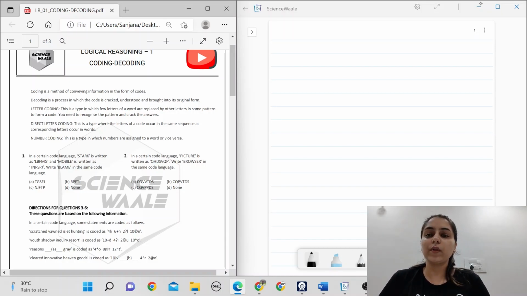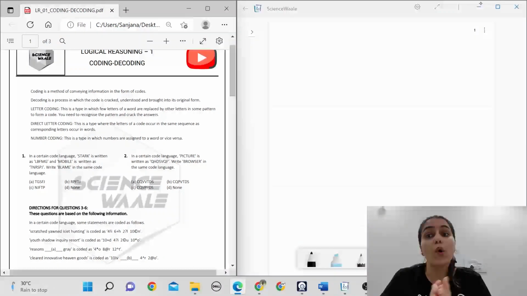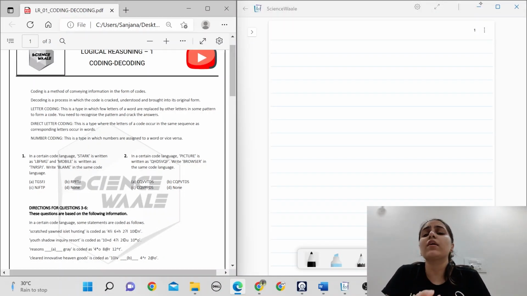Today we'll be starting with a new topic, logical reasoning. And today we are going to cover the topic named coding decoding. I'm very sure everyone of you must have come across the name coding decoding, and some of you must be wondering what exactly it is, or some of you must have come across it and might have faced difficulties in solving the problems. So today let us understand what is coding decoding, how to solve the problems, what are the concepts behind it, and try solving some questions.